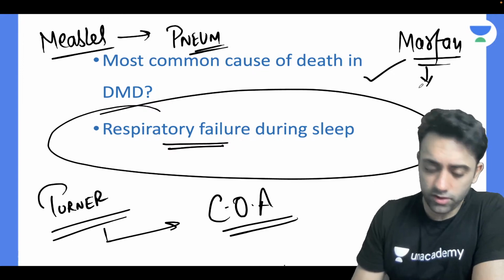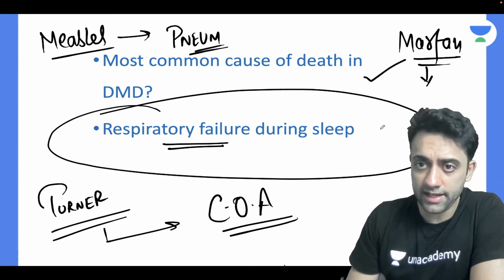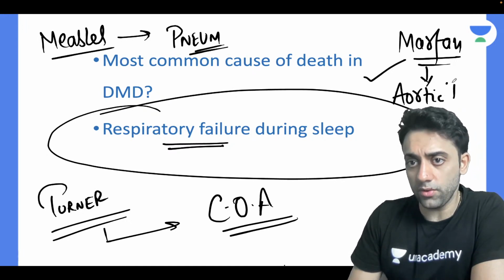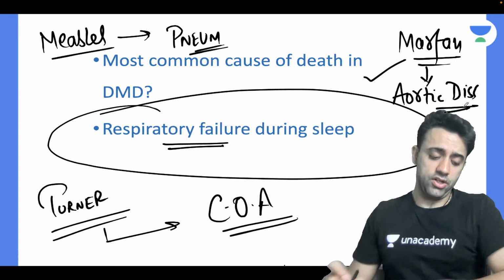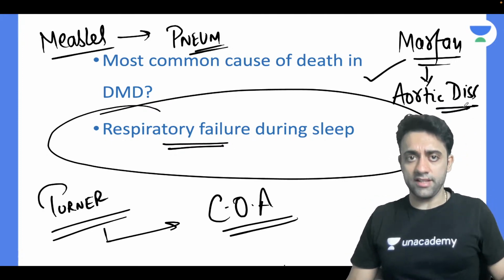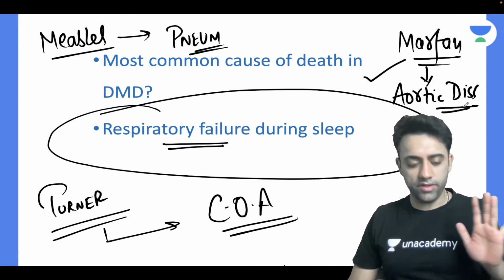Which is the most common cause of death in Marfan syndrome? Who will tell me? Nishi is right again. Akhil is right again. The most common cause of death in Marfan is aortic dissection. So can we please revise? In Duchenne muscular dystrophy it is respiratory failure. In Turner syndrome it is coarctation of aorta. In measles it is pneumonia. In Marfan syndrome it is aortic dissection.